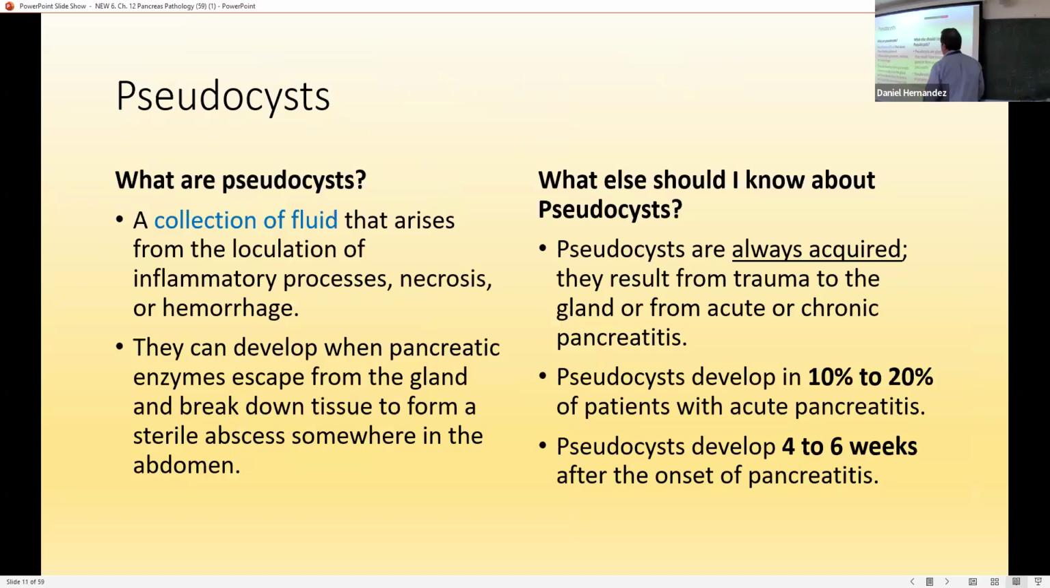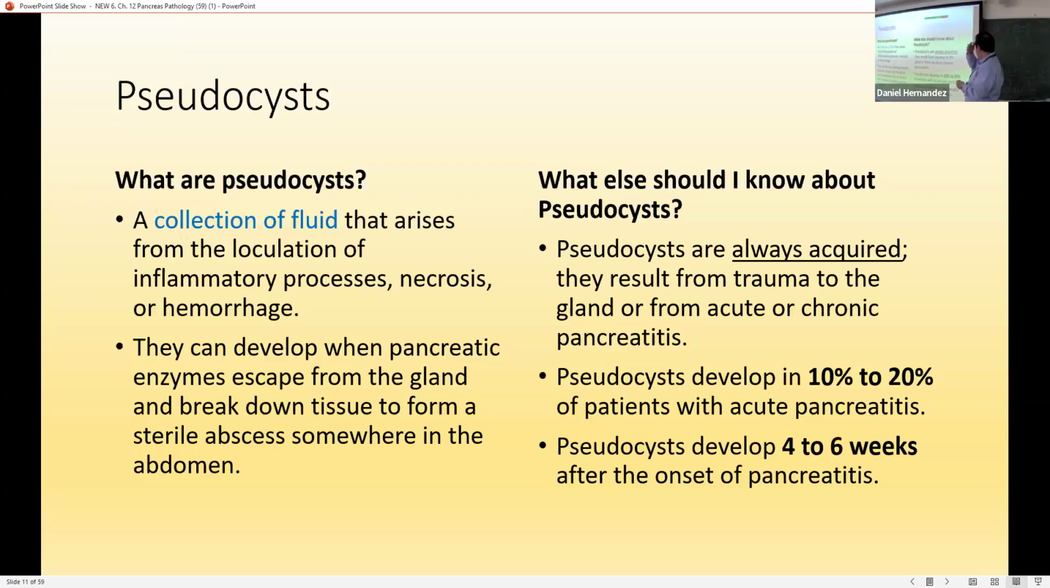So pseudocysts, what is it? It's a collection of fluid that arises from the loculation of the inflammatory process. It can also be due to necrosis or hemorrhage. They develop when the pancreatic enzymes escape from the gland, break down the tissue and form a sterile abscess somewhere within the abdomen. Think about it like some of that fluid has leaked out, and it's starting to eat some of the surrounding tissues. The body is going to try and encapsulate those enzymes to stop the spread of that damage. So it creates this little pocket, this abscess pocket.